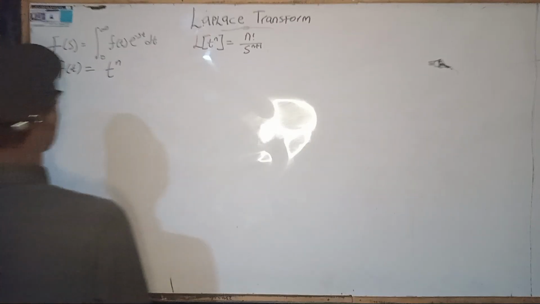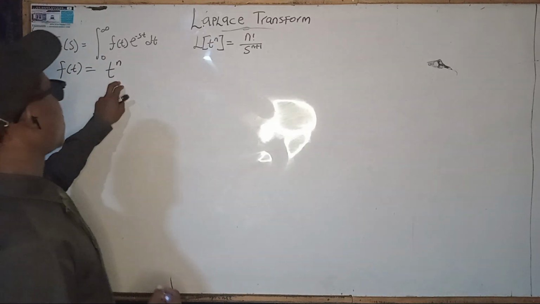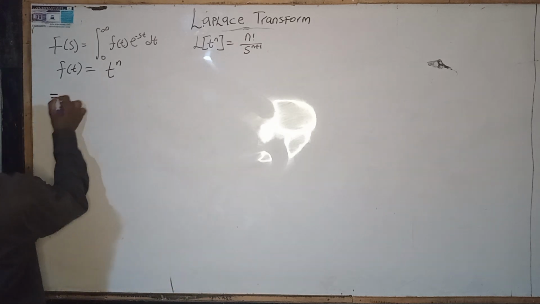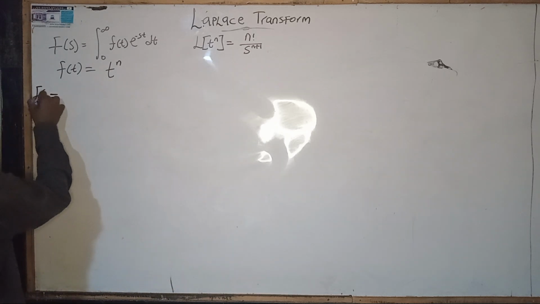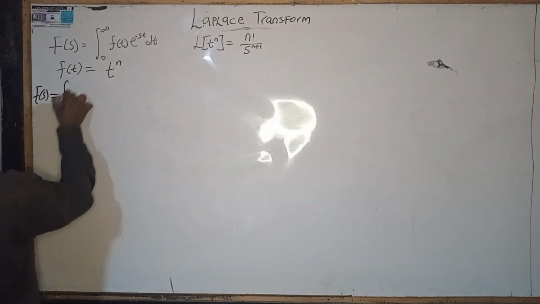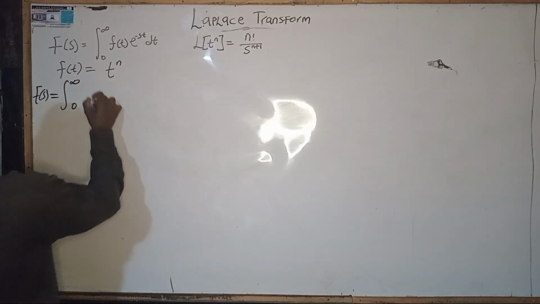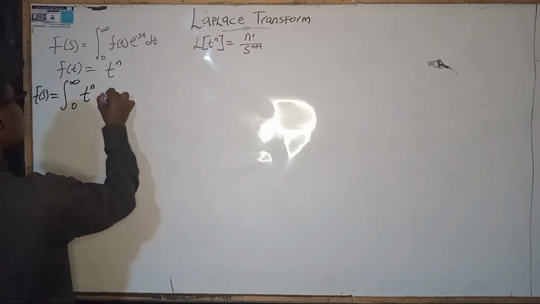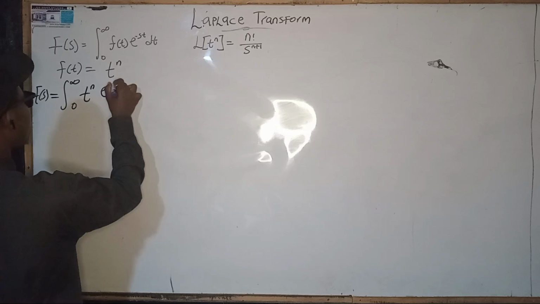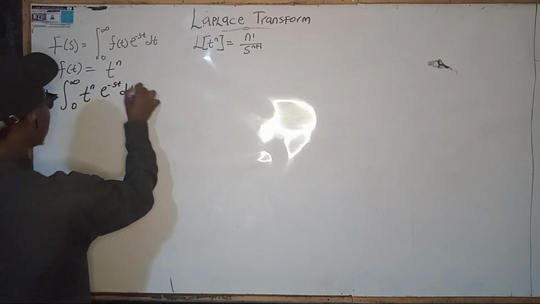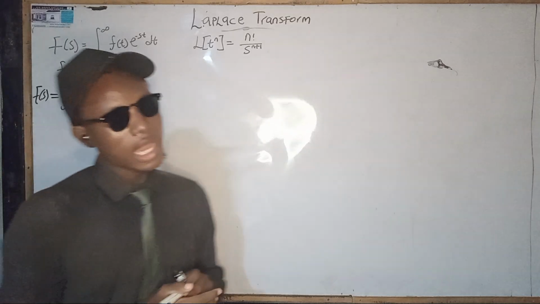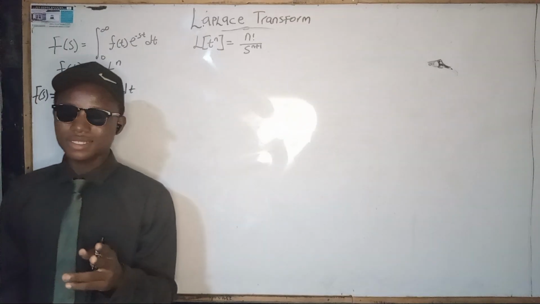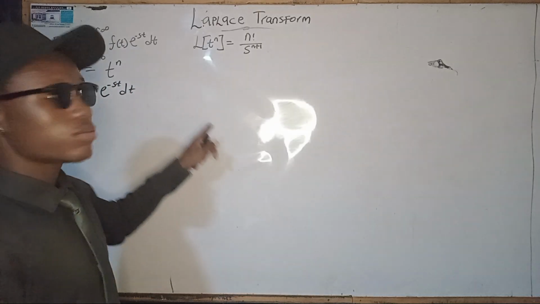So now that we have our function of t equals t raised to power n, we input t raised to power n into this, and we have our F of s equals the integral from infinity to 0 of t raised to power n times e raised to power minus st dt. The easier way of solving this is by using gamma functions, which I will be doing next, instead of using integration by parts.